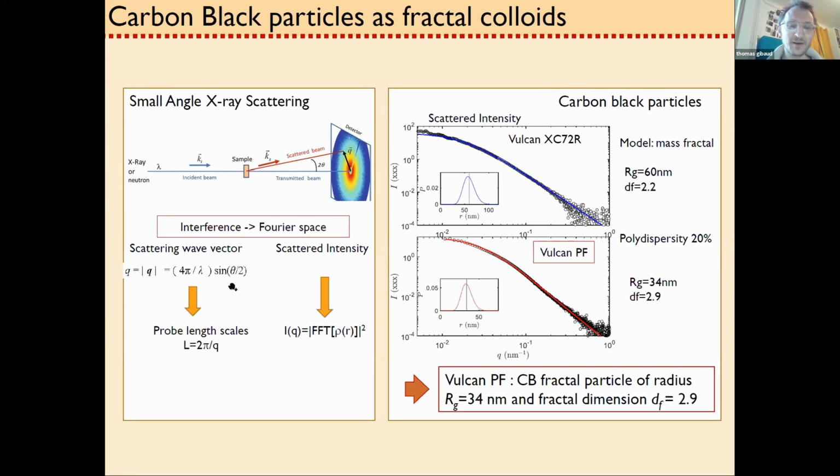There's two things I'm going to go very fast on that. There's two things which are important. It's the scattering wave vector, Q, which sets basically the length at which we probe the system, so 2 pi over Q. And there is a scattering intensity, which is proportional to the Fourier transform square of the electron density of your sample. And we are working in Fourier space.